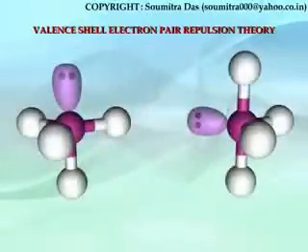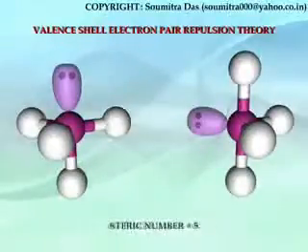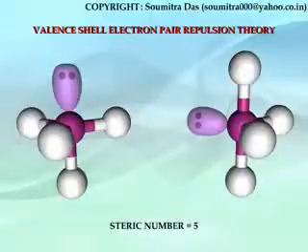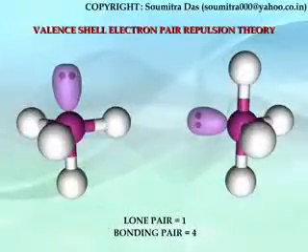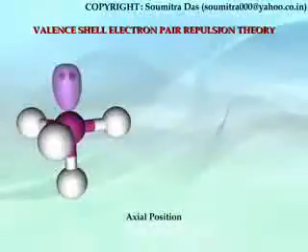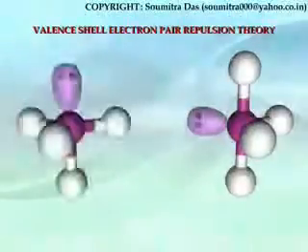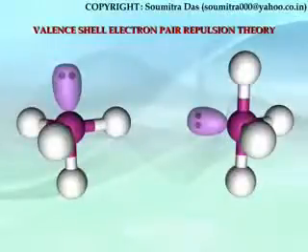Now we will try to understand the layout of electron pairs where the central atom has a combination of both bonding and lone pairs. Let the steric number be 5. There is a lone pair and 4 bonding pairs. Now the question arises, which position the lone pair will occupy, the axial position or the equatorial position? Since a lone pair is a stronger repeller, it will try to occupy a position from where it is repelled the least. Then only it can repel the most.